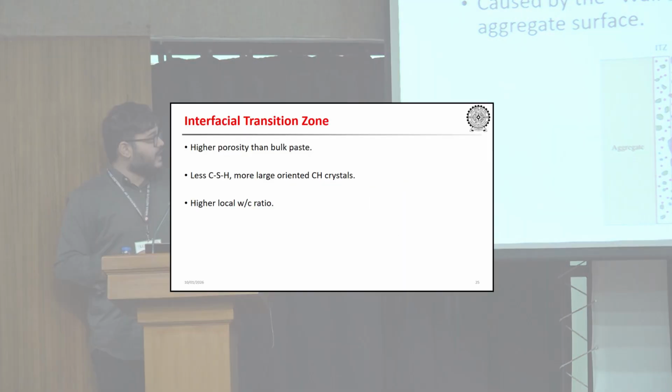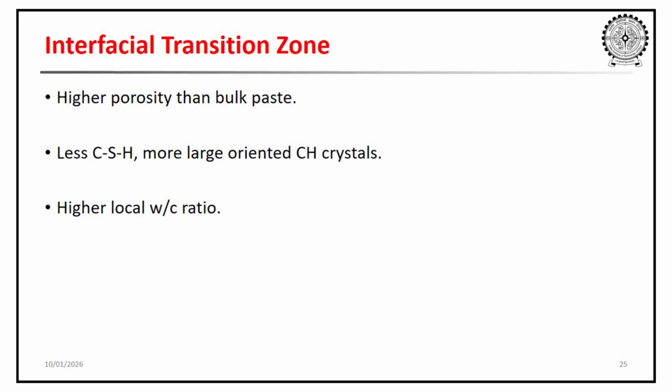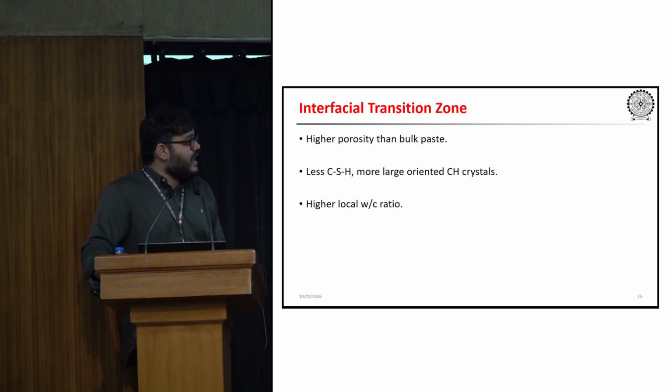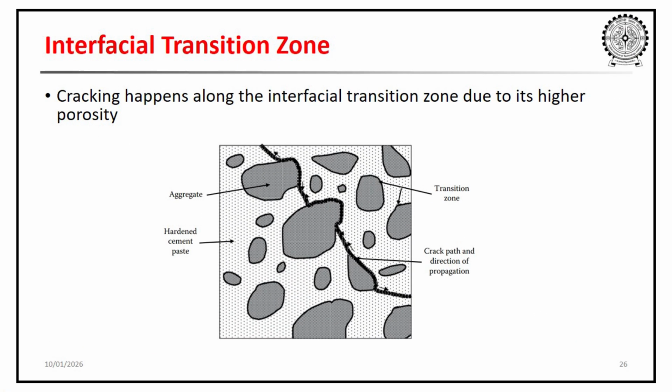So the characteristics: it has high porosity compared to the bulk paste of the system, less CSH, and it is mostly filled with calcium hydroxide crystals. There is also a high localized water cement ratio near the surface of the aggregate because of the inefficient packing of the cement particles in the ITZ. So why is it important?